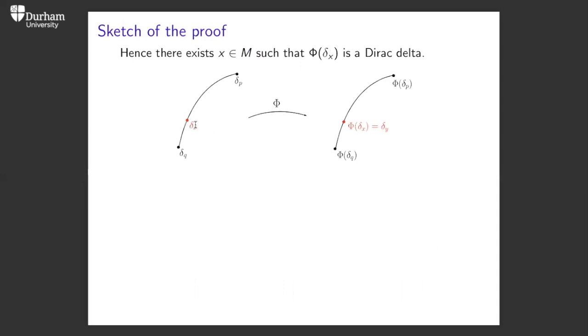So since we're in a Riemannian manifold, we know that for almost every point p, if I look at the geodesic from p to x, I can extend it a little bit to another point q. So in the Wasserstein space, I would have something like this: a geodesic given by Dirac deltas that passes through delta of x at some point. I apply phi. So now I have a geodesic from phi of delta p to phi of delta q that at some point is a Dirac delta, delta y.